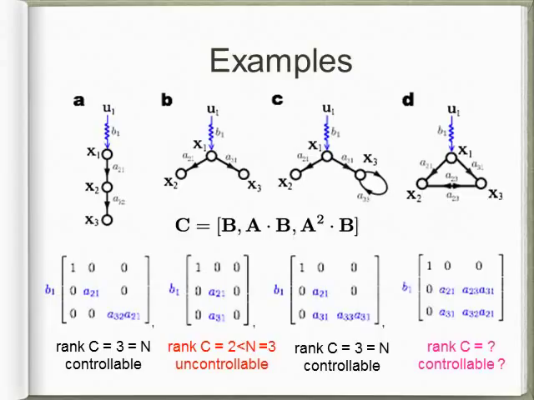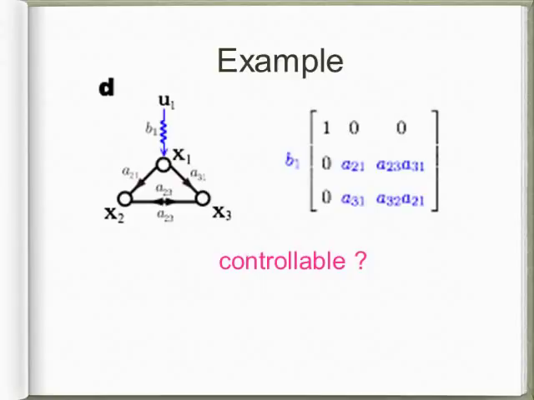For this case, the system is not controllable. No matter how you tune the link weights, as long as they are non-zero, this matrix has rank 2, which is rank deficient. But how about this case? Can anyone tell me whether this matrix has full rank or not? Yes or no?